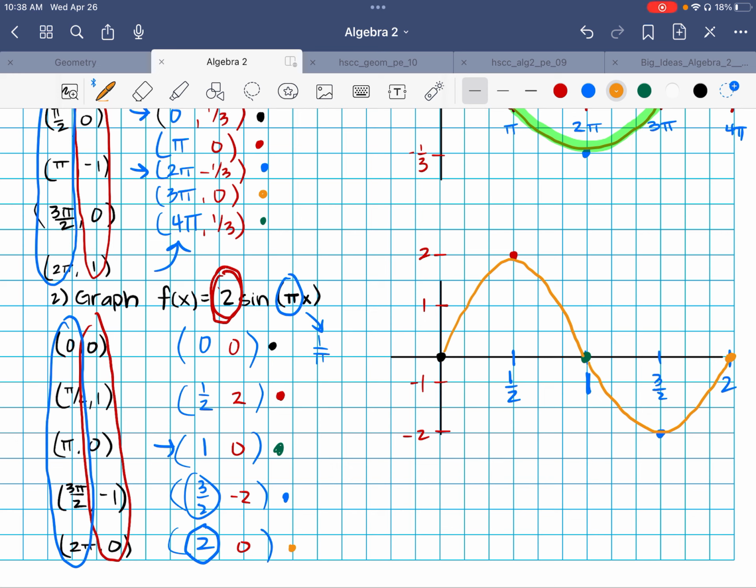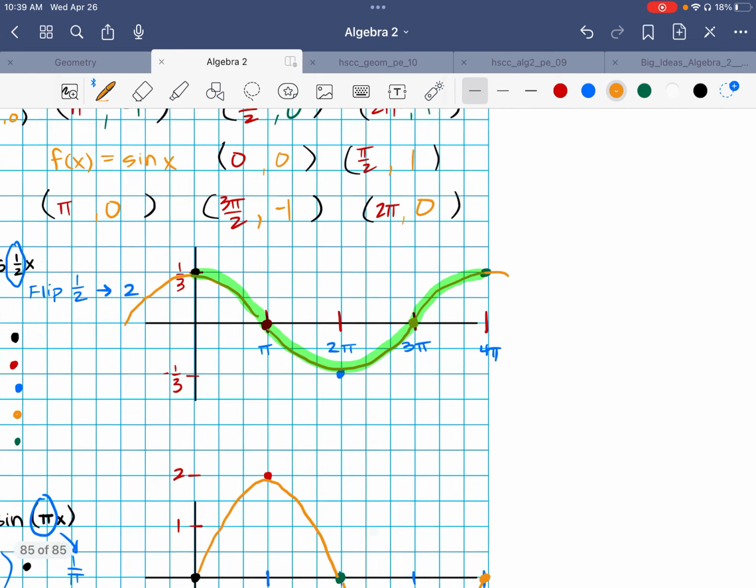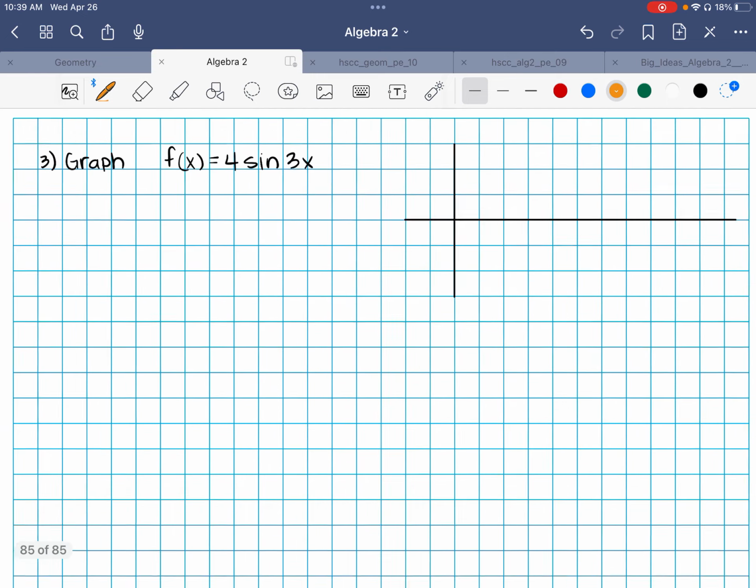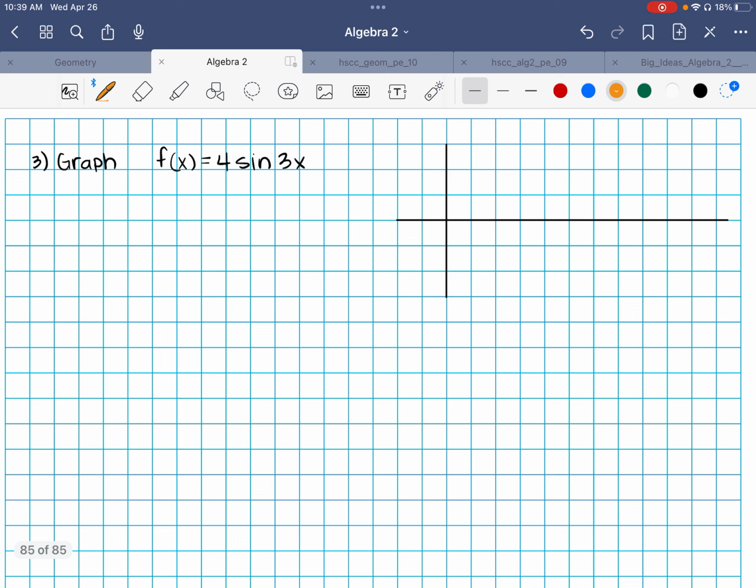and that's how we would graph 2 sine pi x. All right, I'm going to leave the last problem for you guys to try. So go ahead and try this one here. I'll supply a second video that talks about the graph of that guy. But this is what I want you guys working on for your homework tonight.